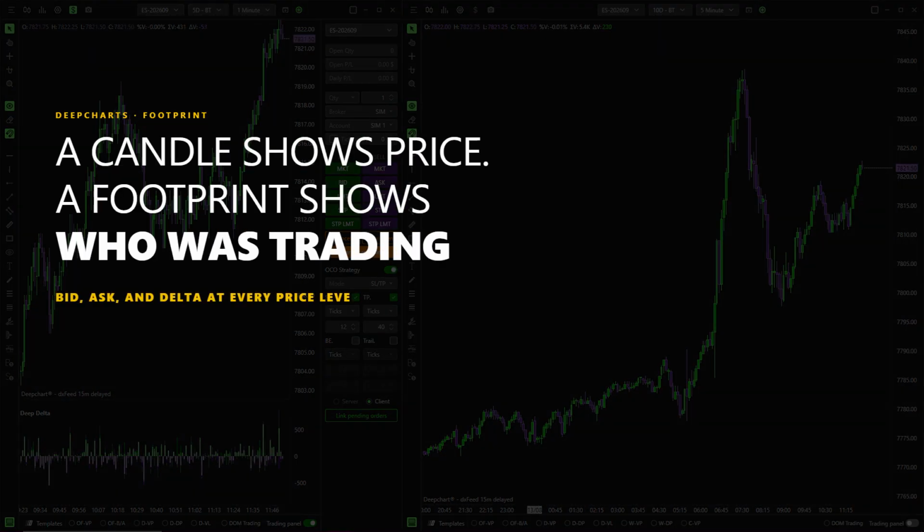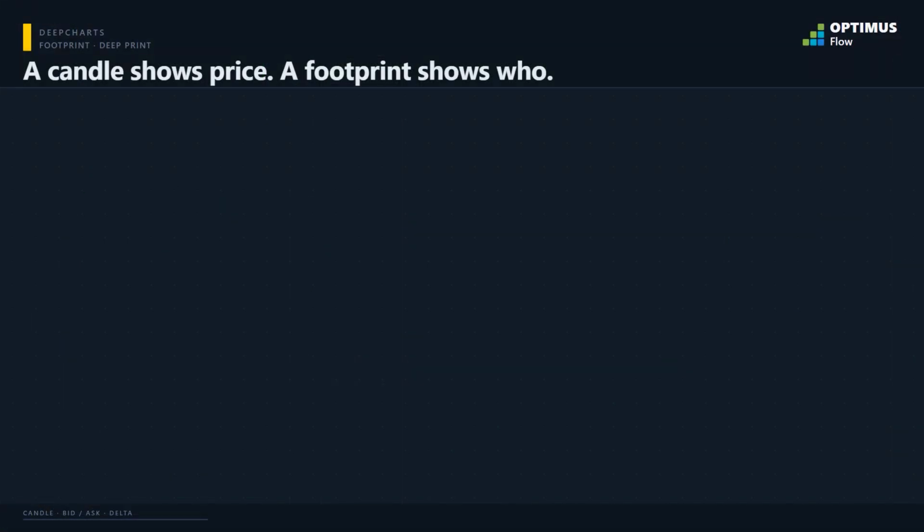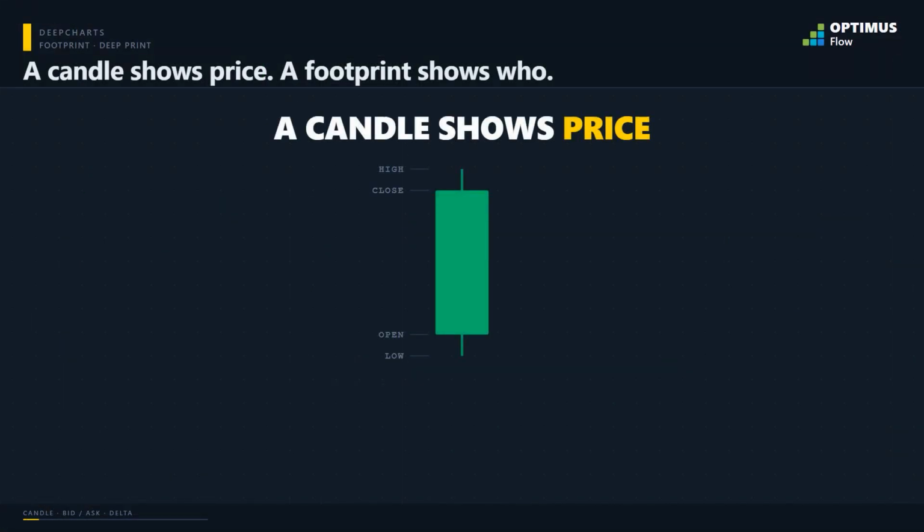A regular candle tells you where price opened, closed, and how far it moved. What it does not tell you is who was actually trading at each price along the way. That is exactly what a footprint chart shows you. DeepCharts is an order flow platform you can trade through an Optimus Futures account.